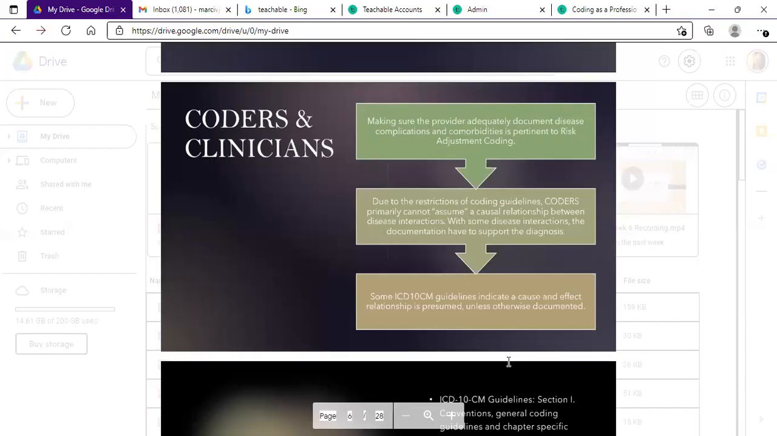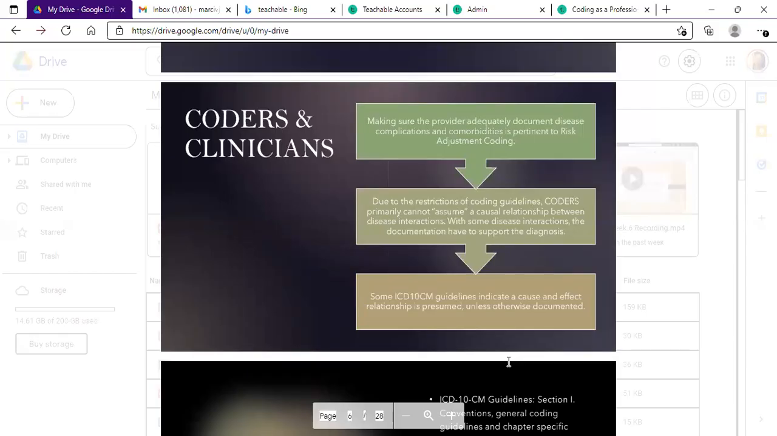Some ICD-10-CM guidelines indicate a cause and effect relationship. It indicates that it's presumed unless otherwise documented. So I just made the example of saying that sometimes we're going to automatically assume that some of these things are related. So we're going to read this medical record. I see this person has diabetes. I see this person has kidney disease. I'm automatically going to know that they go together.